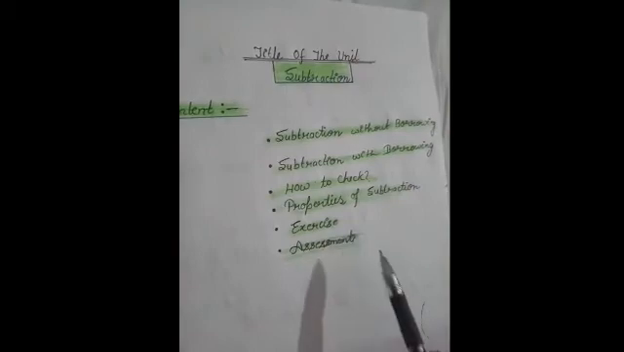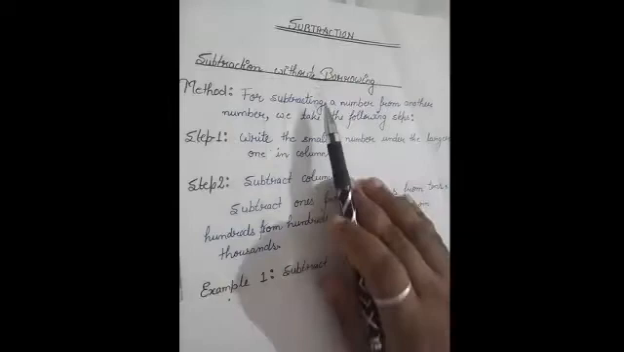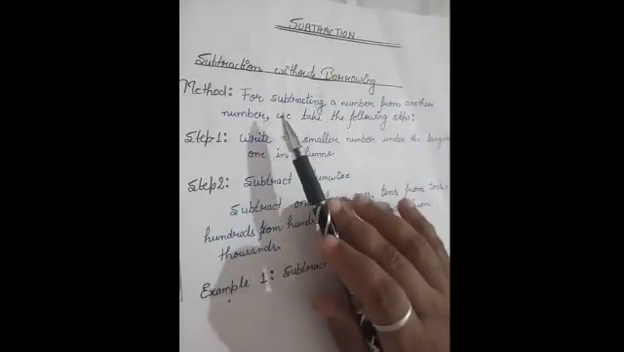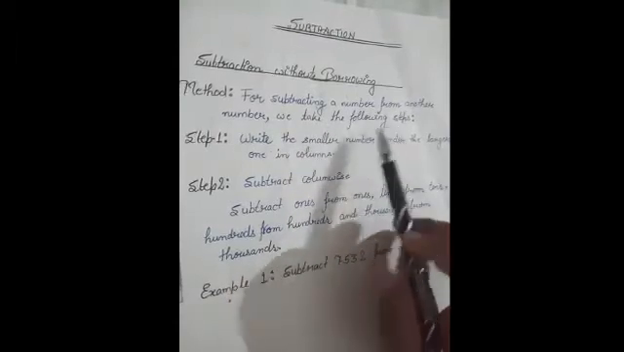Exercise assessment. As in your previous classes, you all have learned the subtraction of 3-digit numbers. We applied the same method for subtraction of 4-digit numbers. As our first topic is subtraction without borrowing, for subtracting a number from another number, we take the following steps.